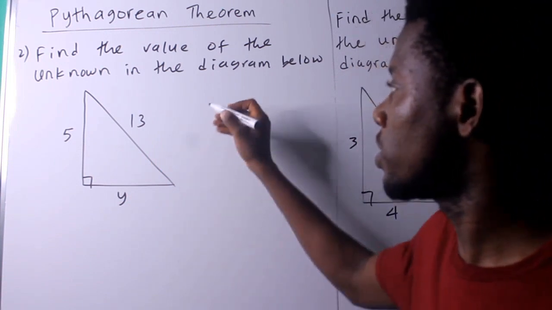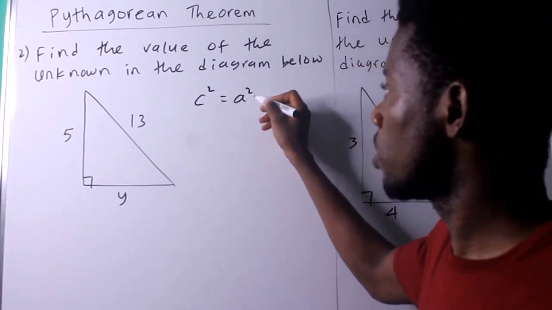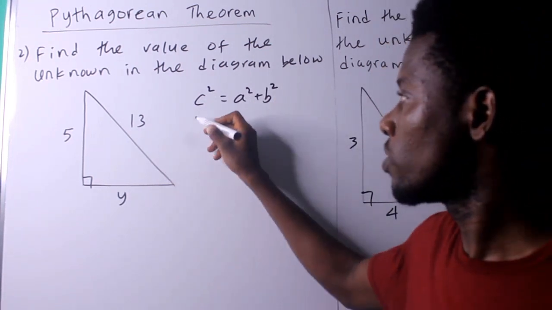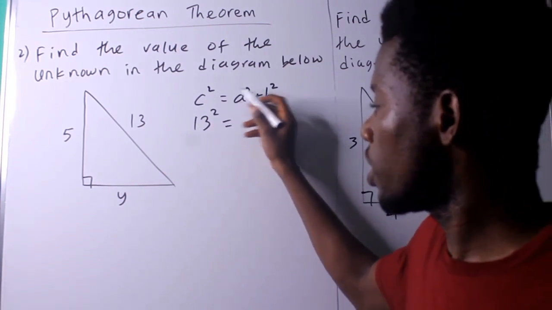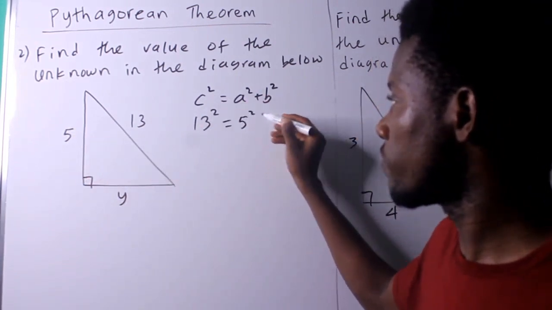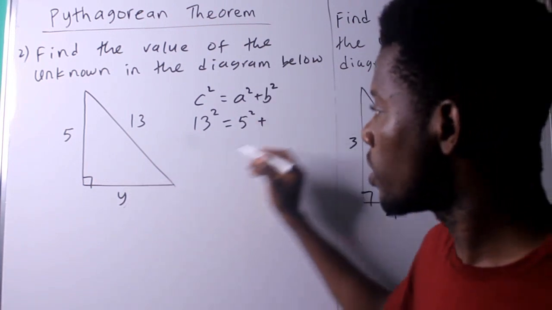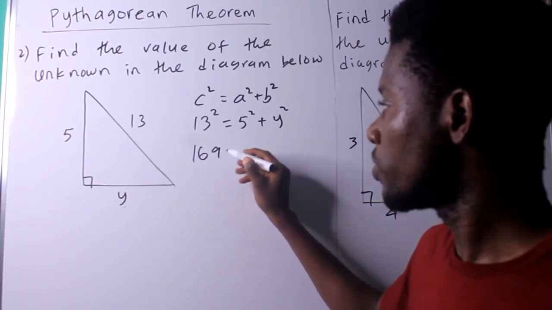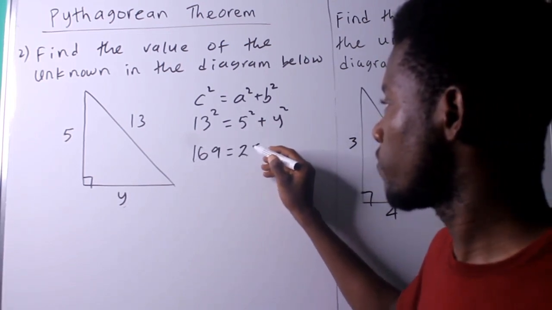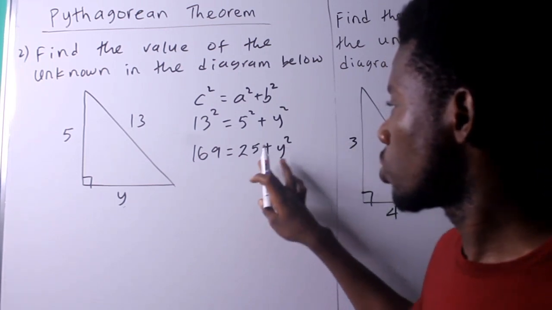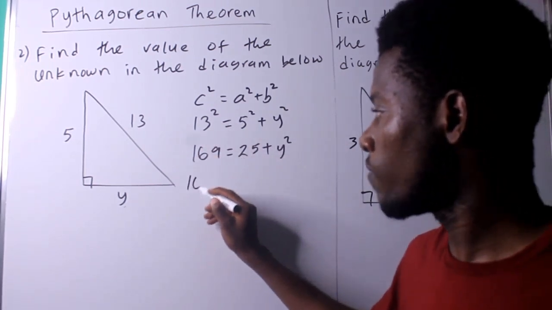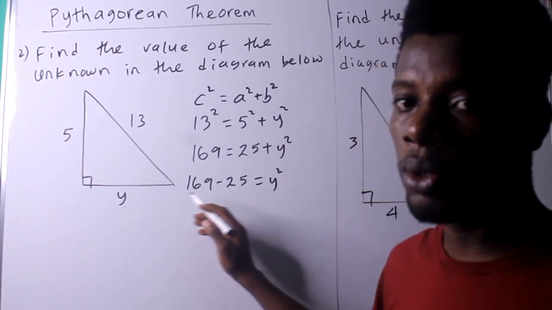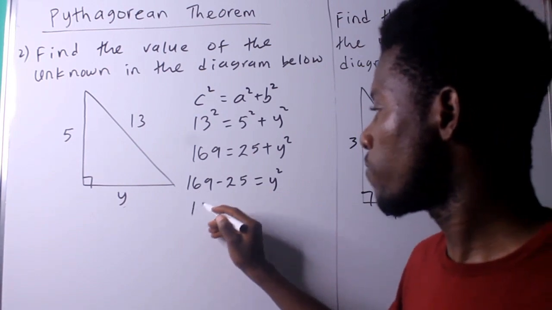The Pythagorean theorem says that c squared is equal to a squared plus b squared. So in this case, you will have c to be 13. So you have 13 squared is equal to 5 squared, so a is 5, plus b, which in this case is y squared. So 13 squared is 169, which is equal to 5 squared, that's 25, plus y squared. So to solve for y, we send 25 across, we have 169 minus 25 is equal to y squared. And if you do this subtraction, 169 minus 25, you have 144.